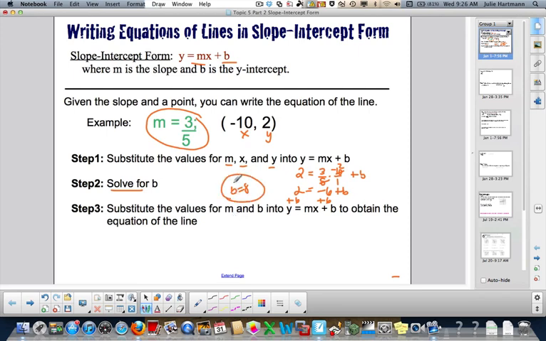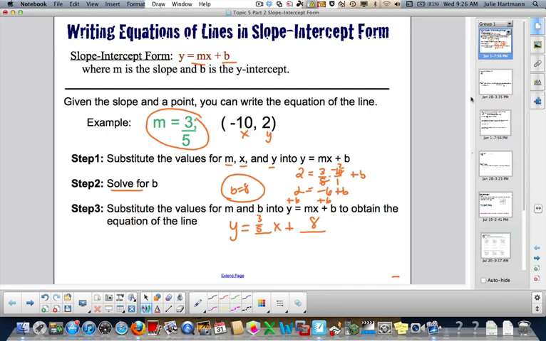Now that we have b and we have m, now we just substitute them in. So recall when we just plugged in m and plugged in b, that's all we're doing now. We have m, which is 3/5, and we have b, which is 8. So y equals 3/5 x plus 8 is our equation. The equation of the line that has a slope of 3/5 and passes through the point -10, 2.